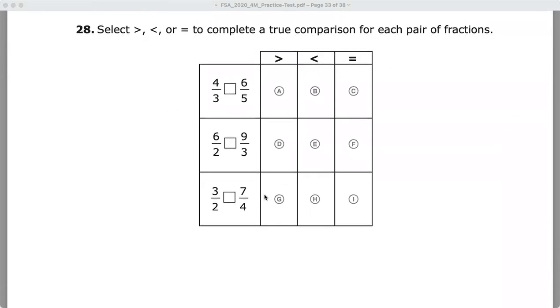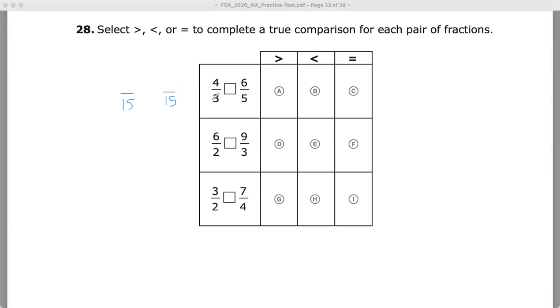Okay, so here we have some inequalities. Select greater than, less than, or equal to complete a true comparison for each pair of fractions. Now, to compare fractions, you have to have a common denominator. So I'm going to rewrite these with common denominators. For the first set, we have 3 and 5 on the bottom. So a common denominator for both of them would be 15, because 3 times 5 is 15.